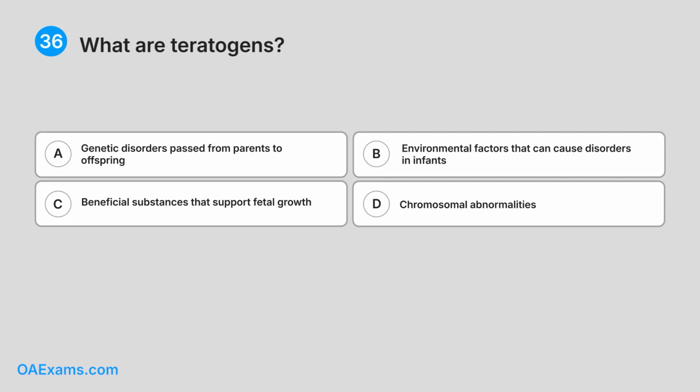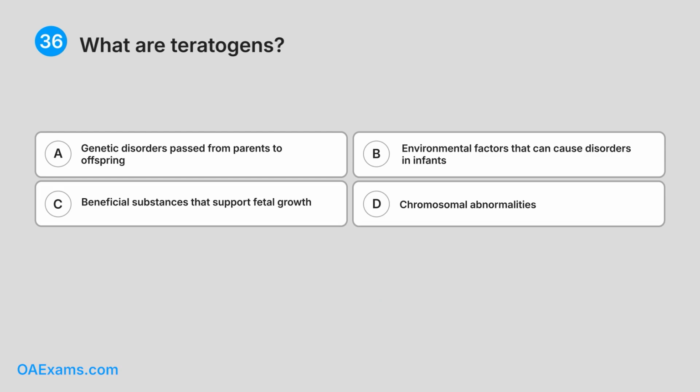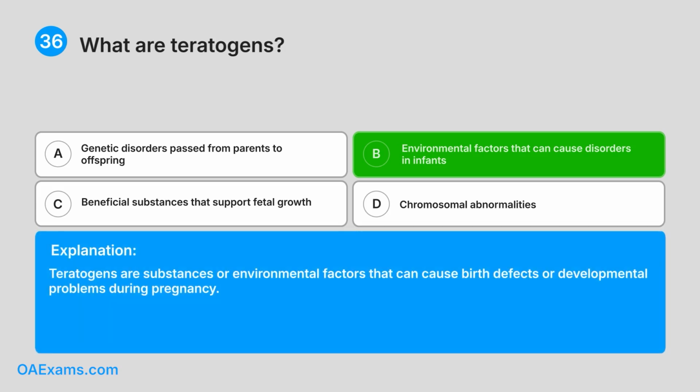36. What are teratogens? A. Genetic disorders passed from parents to offspring. B. Environmental factors that can cause disorders in infants. C. Beneficial substances that support fetal growth. D. Chromosomal abnormalities. Can you guess the answer? Correct answer. B. Environmental factors that can cause disorders in infants. Explanation. Teratogens are substances or environmental factors that can cause birth defects or developmental problems during pregnancy.